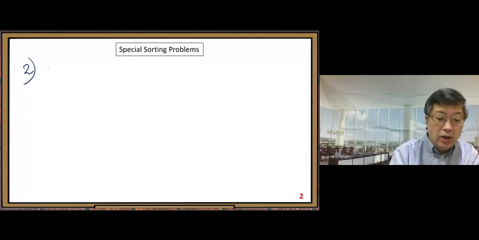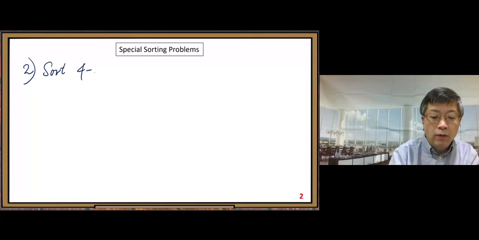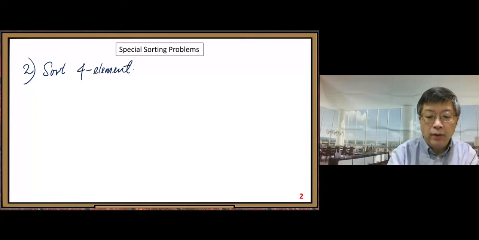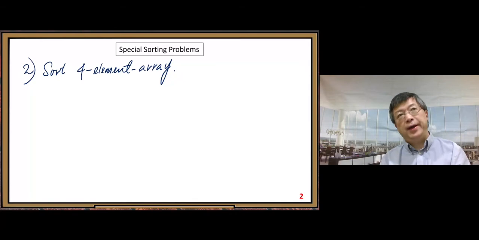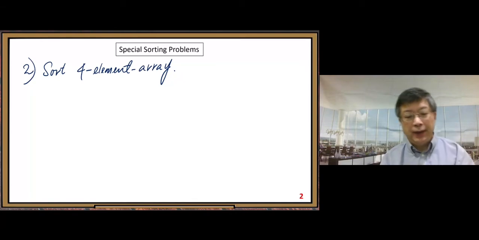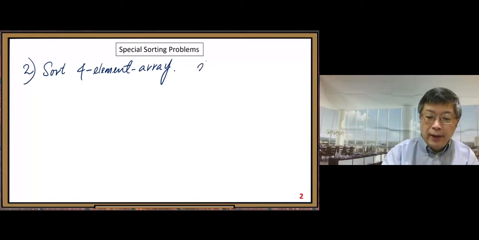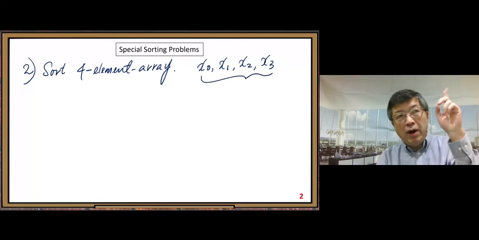Sort a 4-element array. How about that? X0, X1, X2, X3. What is the minimum number of comparisons?